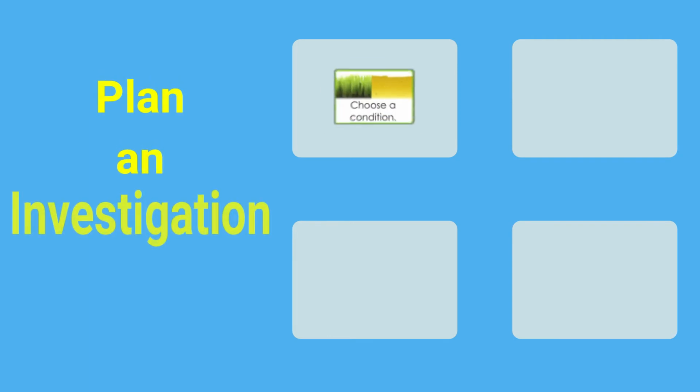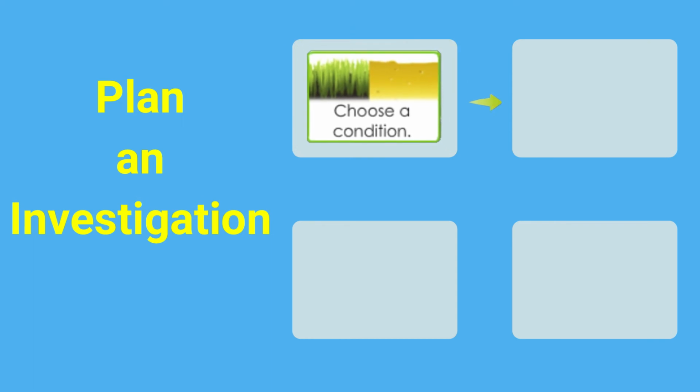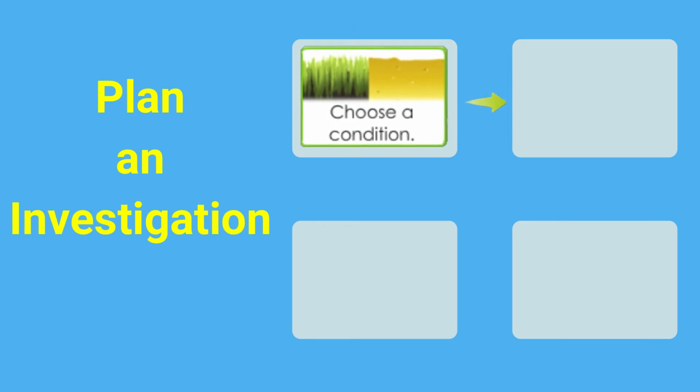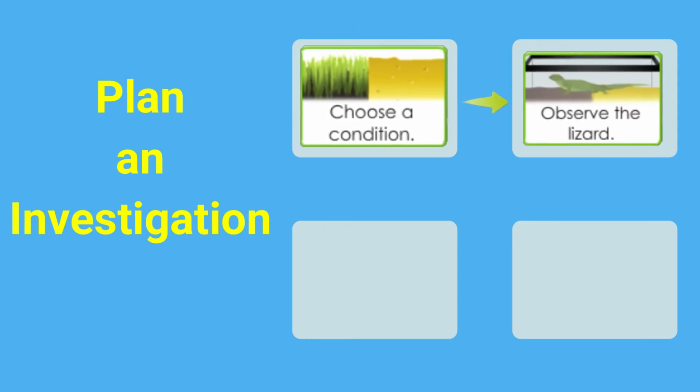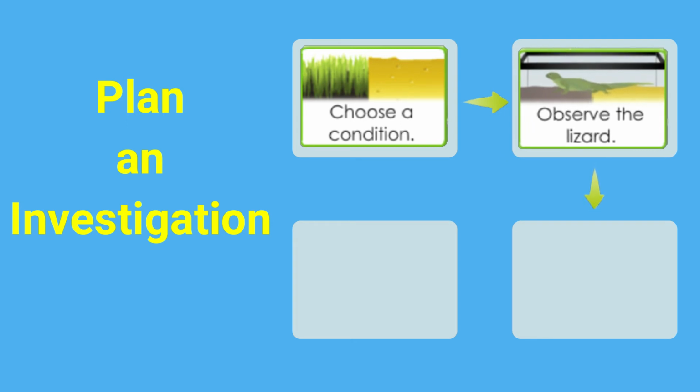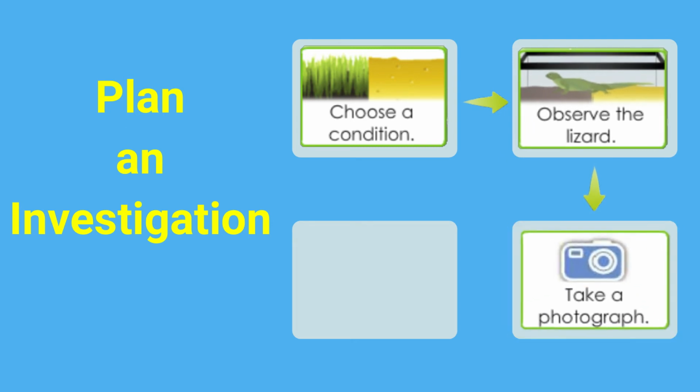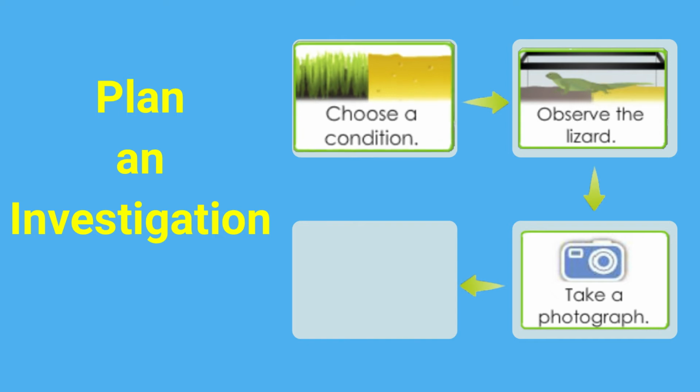In order to find out what the lizard likes in its house, we must plan an investigation. First, we choose a condition. Then, we observe the lizard. After that, we take a photograph, and then we check other conditions.